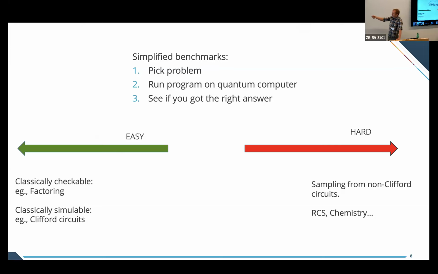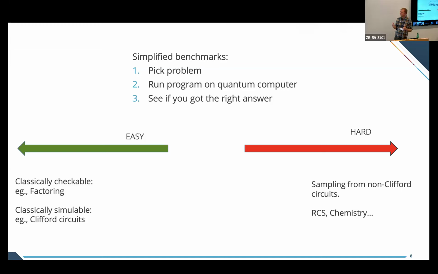So you may ask, what if I want you to factor a number? Here's an RSA integer, please factor this for me. Well, you probably can't run that. Even small devices that people have now probably can't even factor 21.